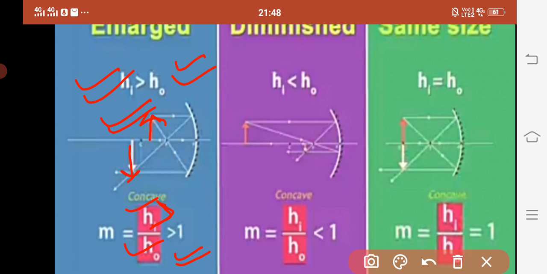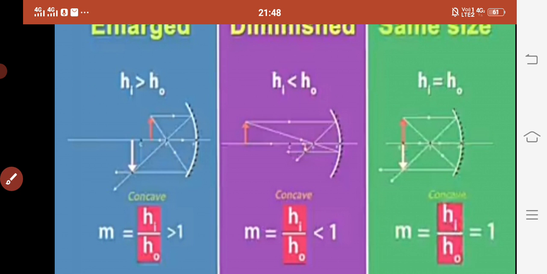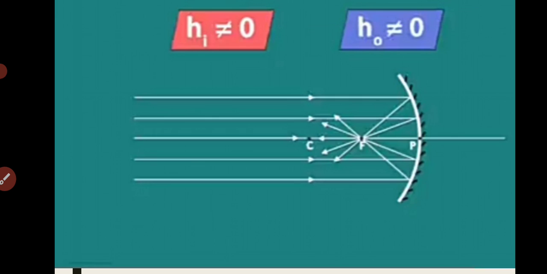Now the case in which we have a diminished size image, that is hi is smaller than h naught, we have magnification less than 1. And the case in which both the image height and the object height are the same, as in case of a concave mirror, we get magnification equal to 1. So these are the different cases in comparing the height of the image to that of the object.